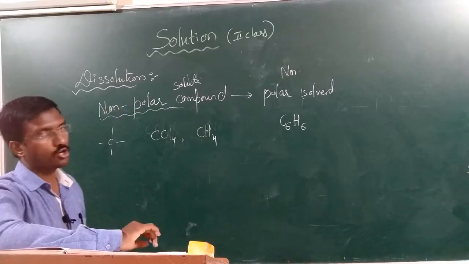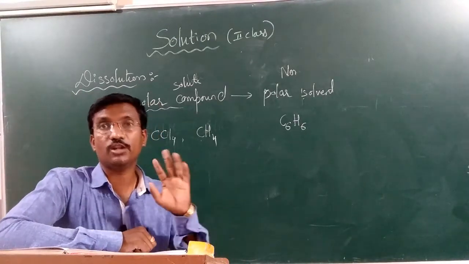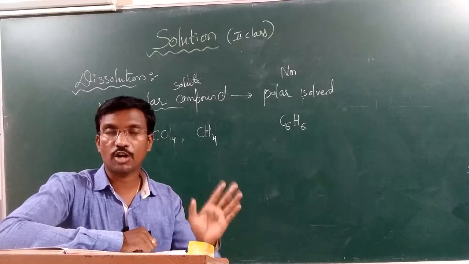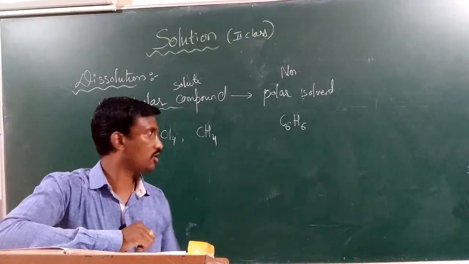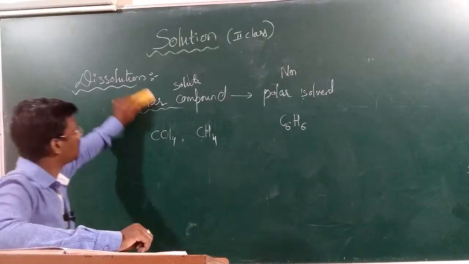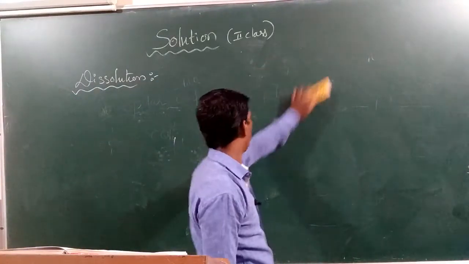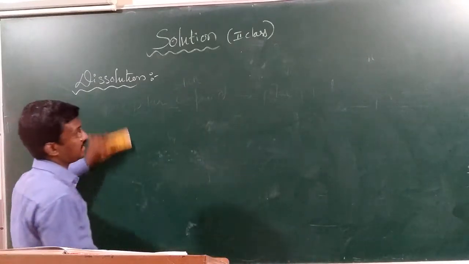The main thing you have to remember is polar compounds are soluble in polar solvent, non-polar compounds are soluble in non-polar solvent. And the secondary point is ionic compounds are soluble in polar solvent, meaning they are soluble in water. I hope this is clear for you.